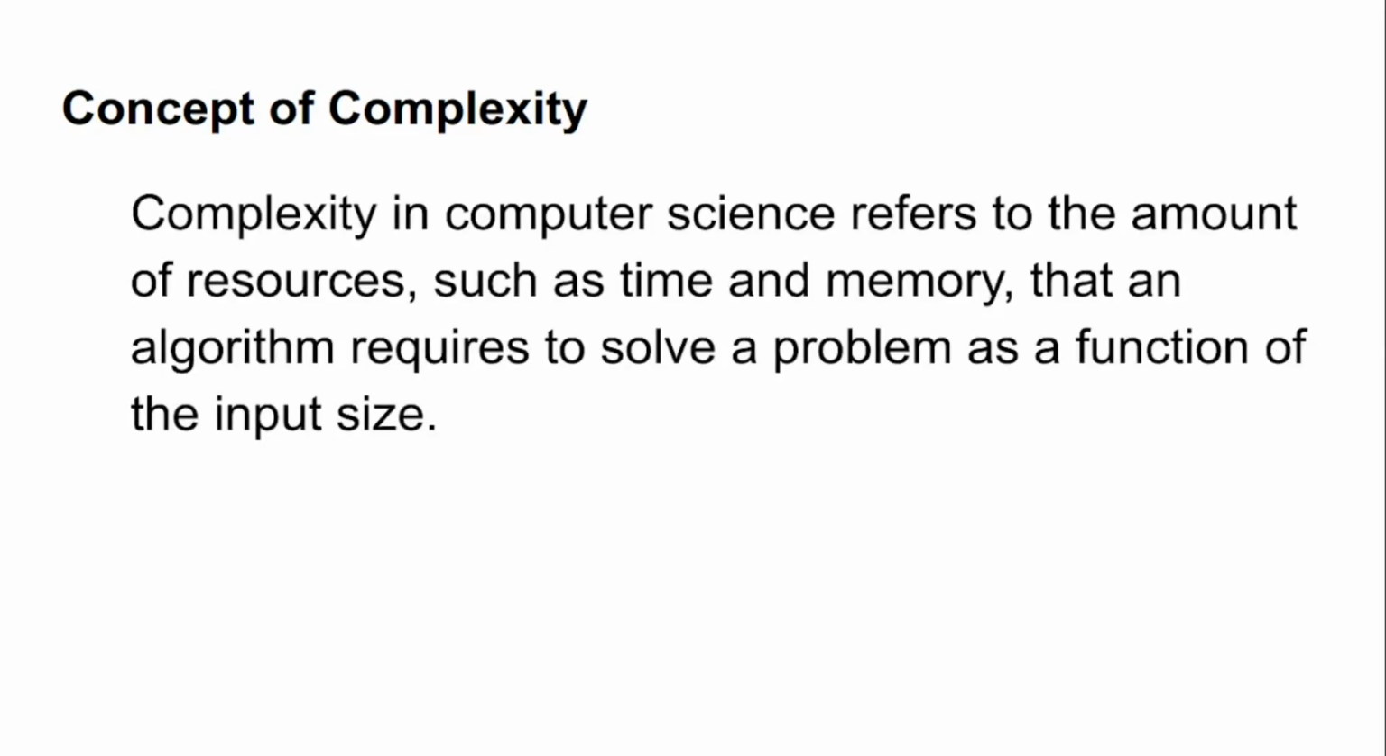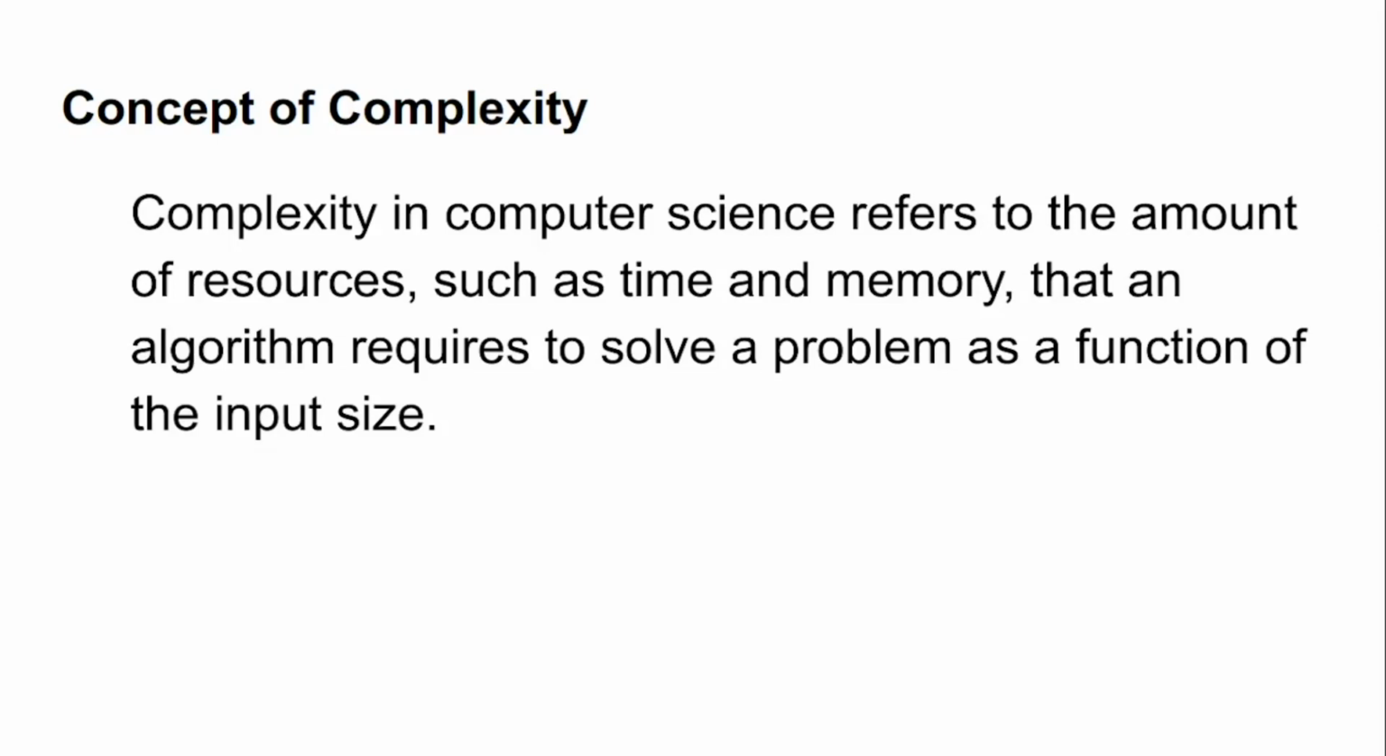What is complexity? In the world of algorithms, it's a measure of how well an algorithm performs as the size of its input changes. Complexity in computer science refers to the amount of resources, such as time and memory, that an algorithm requires to solve a problem as a function of the input size. In simpler terms, complexity is a way of measuring how hard it is for a computer to solve a problem, considering how much time and space it needs as the problem gets bigger.